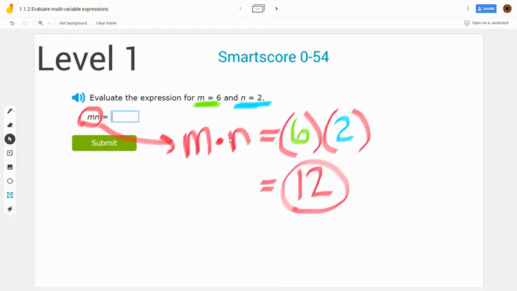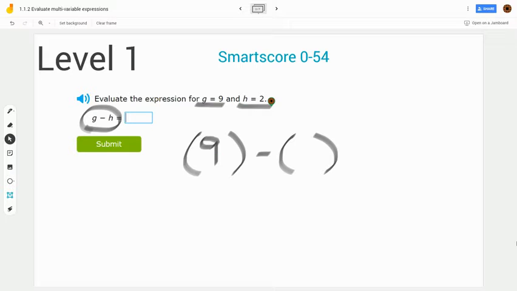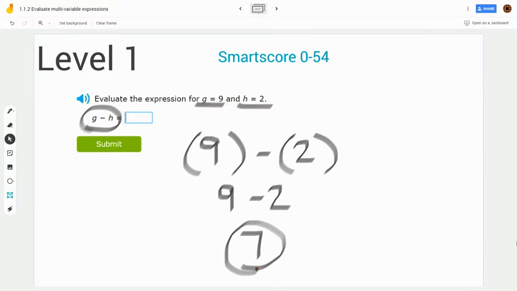So level 1, I'm going to show you another level 1 problem. So here's another one. This time it's g and h. And we have subtraction, g minus h. So I'll write out the expression with parentheses at first. So g is 9. H is 2. So if you don't like those parentheses, in this case, since we're not multiplying, we can just get rid of those. It's just 9 minus 2, and that is equal to 7, is what you would submit for a problem like that.